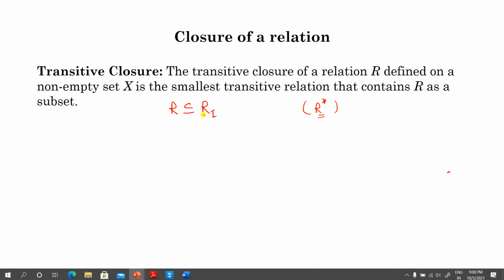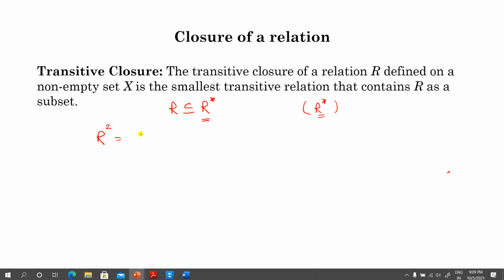Here I have denoted it R1, but I will use R1 for another one, so it is better to write it R star. We will write it R star. So R star is the transitive closure of R. It means R star is the smallest transitive relation that contains R as a subset. So to find R star, what can we do? R is given. First we will find R square.